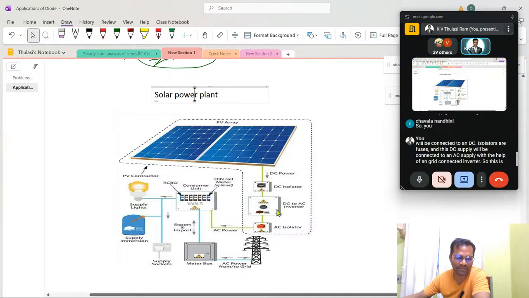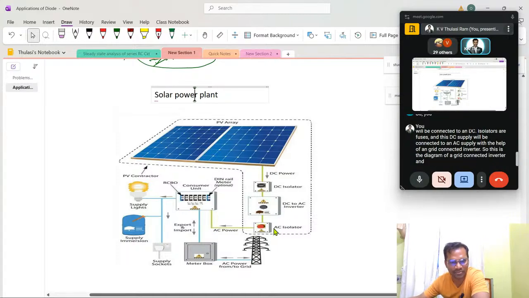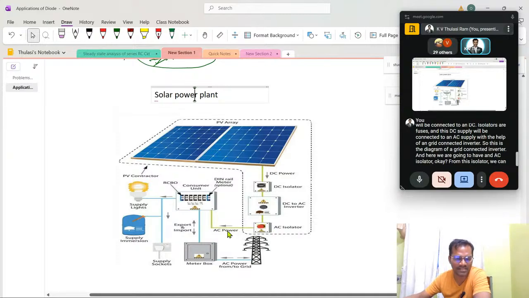So this is the diagram of a grid connected inverter, and here we are going to have an AC isolator. From this isolator we can connect our AC supply to our home, to our lights, tube lights and AC. From the same output we can connect to a meter, called a net meter. The purpose of this meter is that we can export power when we generate excess, or import power when we have less. This way of generating power is called a solar photovoltaic system or solar PV plant.